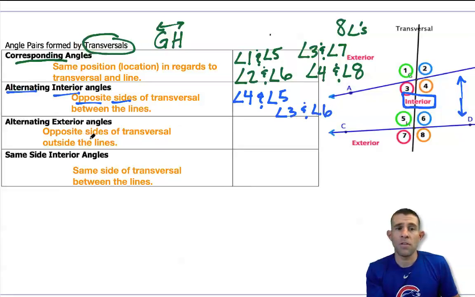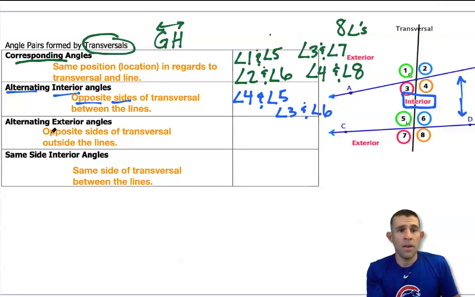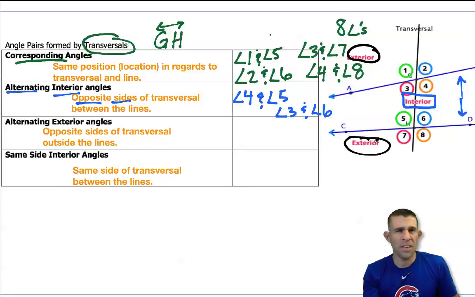Alright, let's take a look at alternating exterior angles. And again, I'm going to change my color here. Let's go to black this time. Alternating exterior angles are on opposite sides of the transversal and on the outside of the lines. So you'll notice up here and down below the lines it says the exterior. Kind of think of it like a sandwich. In between the two pieces of bread are the interior parts of your sandwich, on the outside your exterior.